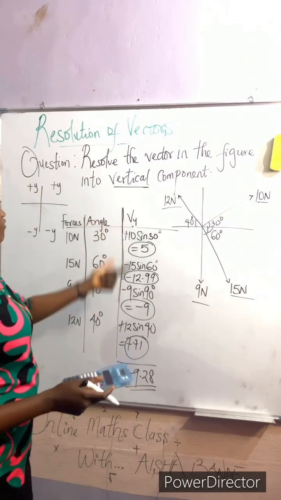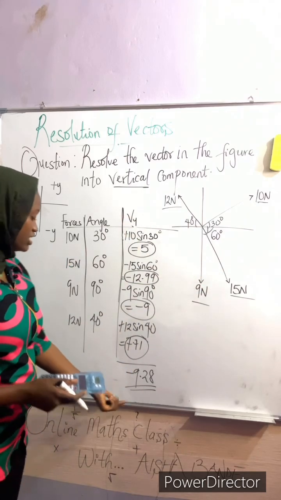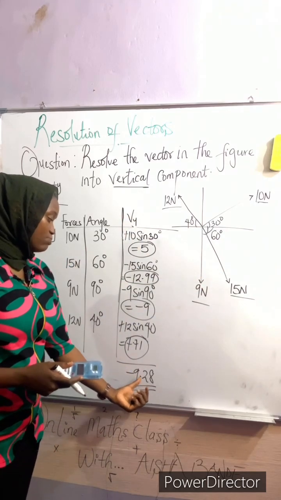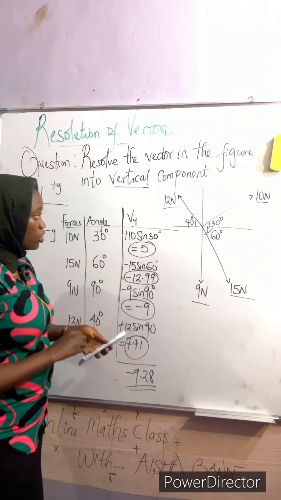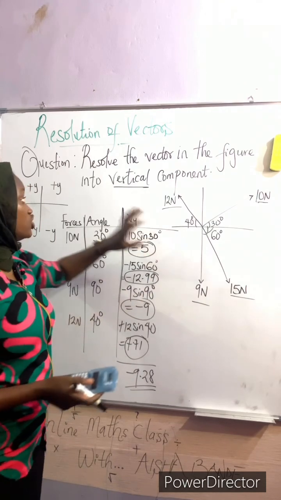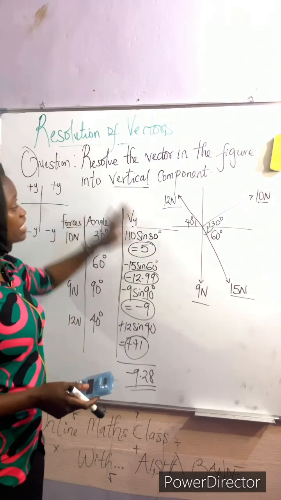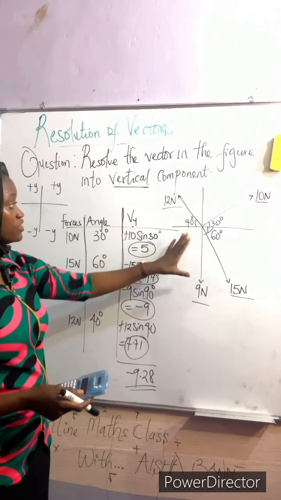As you can see, we've resolved this vector into the vertical component, and the final answer it gives us is minus 9.28. So viewers, in our next class, we shall also resolve this same question into the horizontal component, after which we find the resultant and also the direction of this vector.